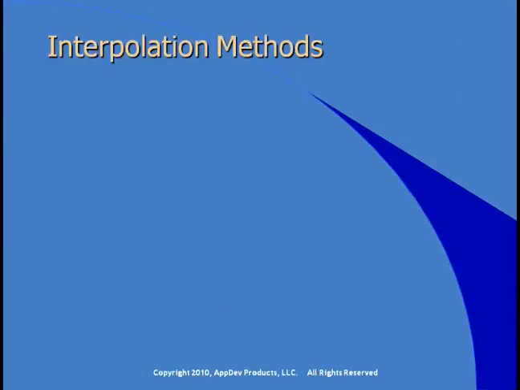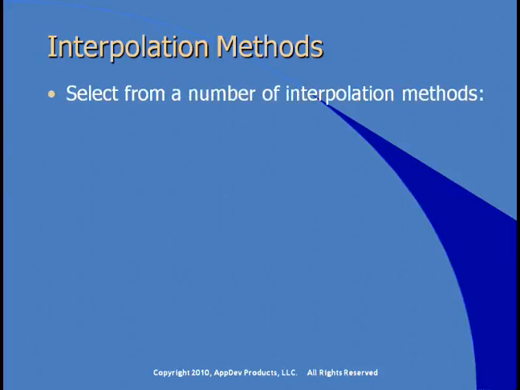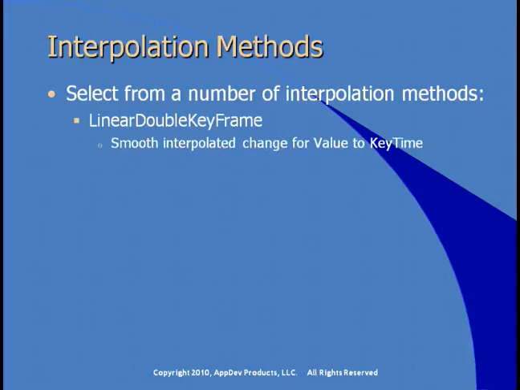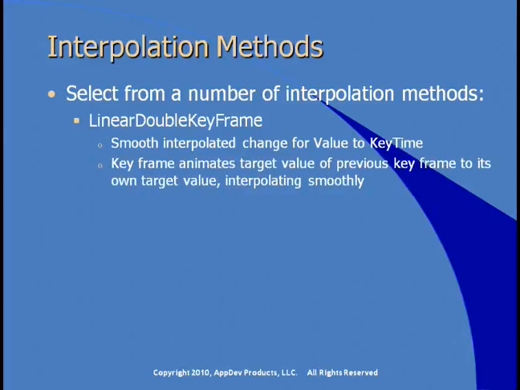Now, how do you move from one keyframe to another? That involves interpolation methods. You can select from a number of interpolation methods. There's linear double keyframe. That's a smooth interpolated change for the value to the key time. That would be like every animation we've seen so far. We could say the button's width at 1 second is 100. The button's width at 2 seconds should be 200, and interpolate smoothly over that time. That would be if you asked for the linear double keyframe. The keyframe animates the target value of the previous keyframe to its own target value, interpolating smoothly.